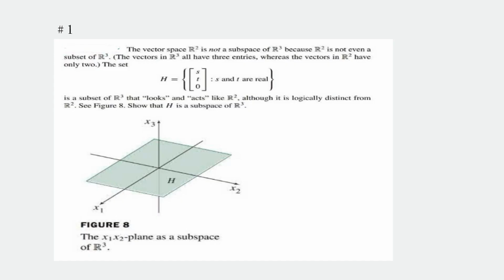So the first question goes over the vector space R squared is not a subspace of R cubed because R squared is not even a subset of R cubed. The vectors in R cubed all have 3 entries, whereas the vectors in R squared have only 2. So the set H equals (S, T, 0), where S and T are real numbers, is a subset of R cubed that looks and acts like R squared, although it is logically distinct from R squared. If you look at the figure below, you'll see that H is a subspace of R cubed.